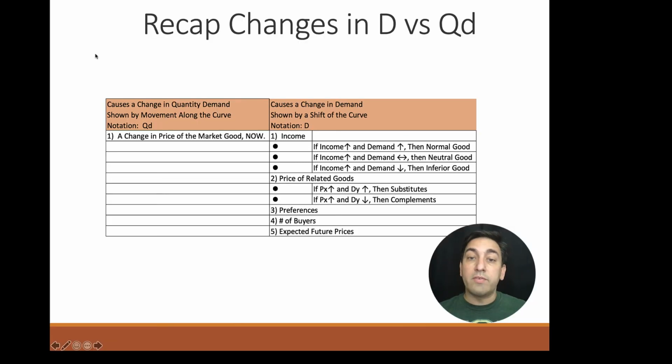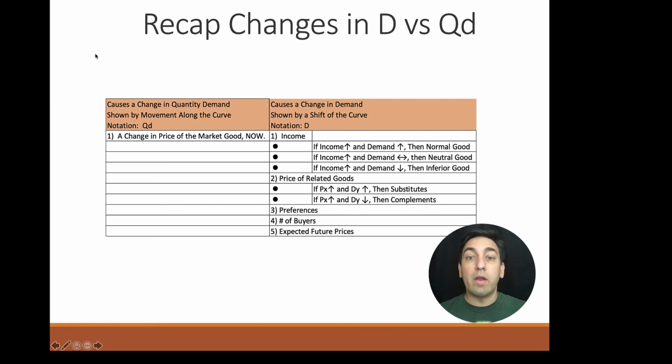What are those categories again? Well, a normal good is if your income goes up, you're going to buy more of it. That's what most goods are. An inferior good is if your income goes up, you're going to buy less of it. You're going to substitute away from it. The third one is if your income goes up and it's not going to change your buying behavior at all, you have a neutral good. That's like toothpaste again.